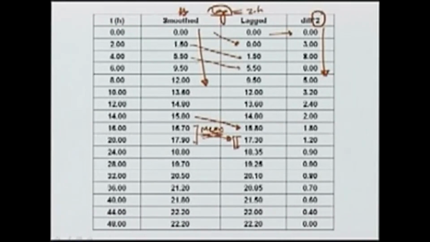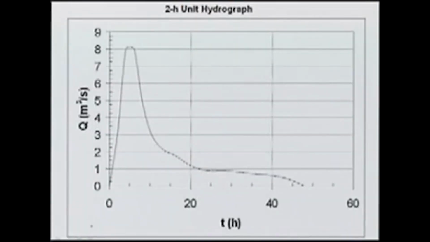So, in this case it is quite straightforward. The difference of these two into 2 will give us 8. Difference of these two is 4 times 2 will give us 8. So, any point we can take difference of these two into 2 will give us 0.8. So, this 2-hour unit hydrograph which we can obtain from the S curve can be plotted, and in this case it looks like this. The peak occurs at about 8.